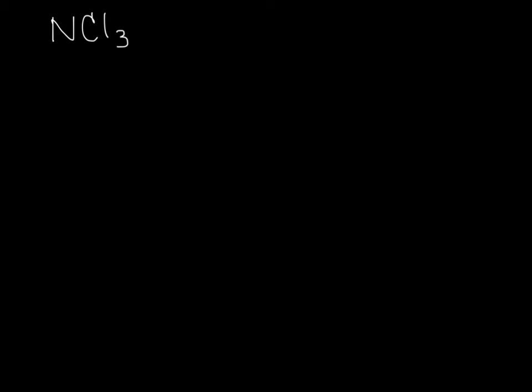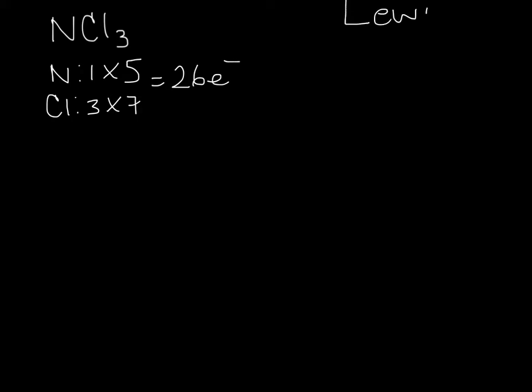We are going to draw the VSEPR diagram, the box diagram, and the Kanter diagram for nitrogen trichloride. First, we need to find the number of valence electrons in order to draw the Lewis structure. We had 26 electrons. Now we can draw the Lewis structure.